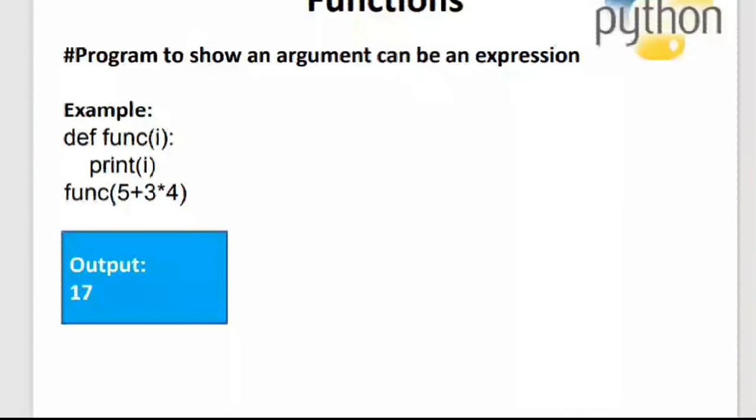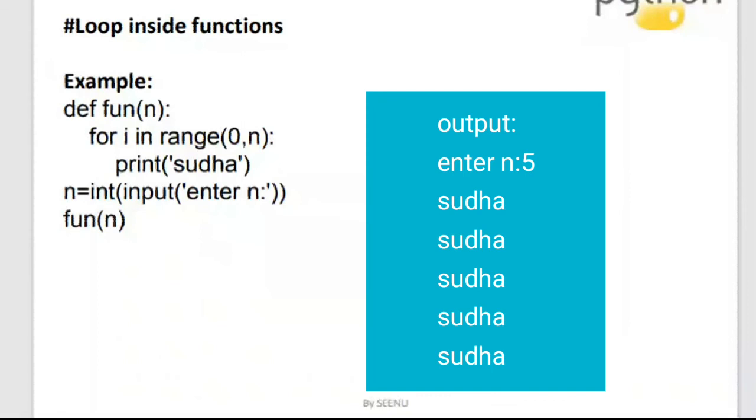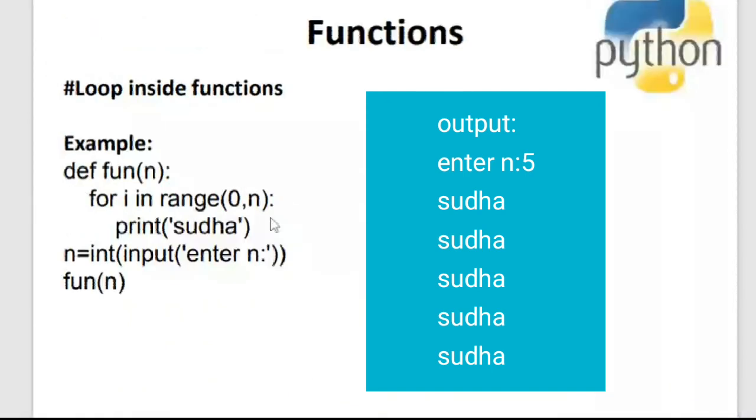Using loops inside the function. I have written a function, fun, taking one argument n. n is nothing but the range here. Inside the fun, I have written a for loop: for i in range 0, n. n is the input that is given by the user. The user will be mentioning how many times this loop needs to be iterated.